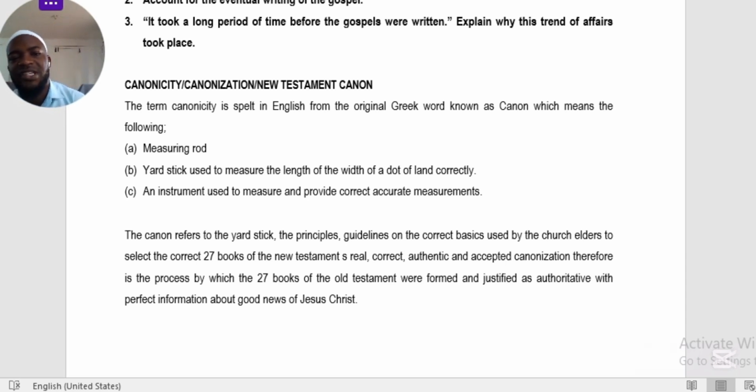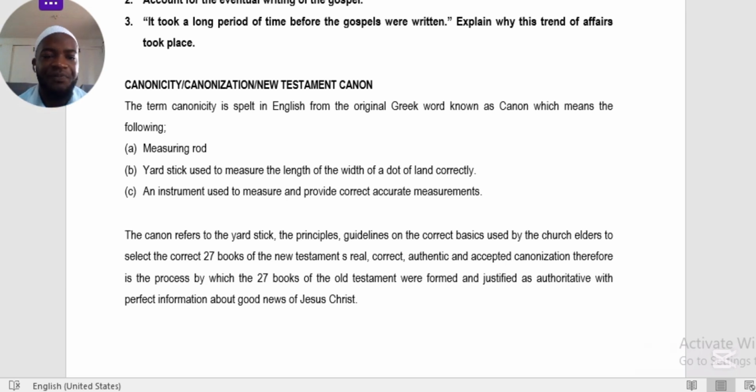What does the word canonicity mean, and why was it done by the early church apostles? The term canonicity is spelled in English from the original Greek word known as the canon, which means a measuring rod or yardstick used to measure the length or the width of a plot or land correctly, or an instrument used to measure and provide correct, accurate measurements. According to English, that's the meaning.